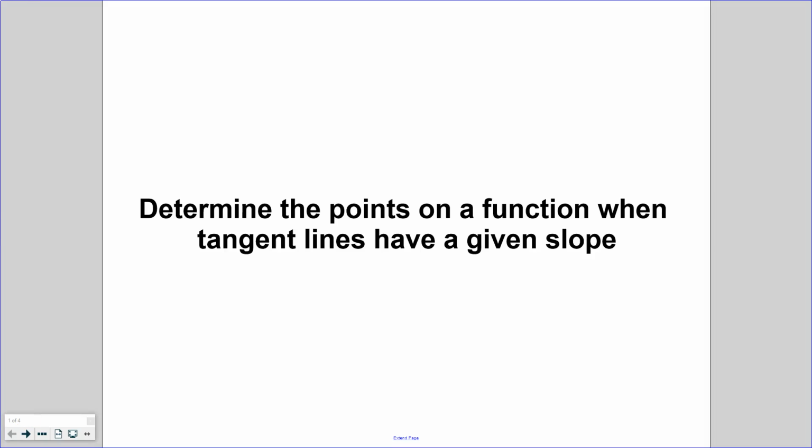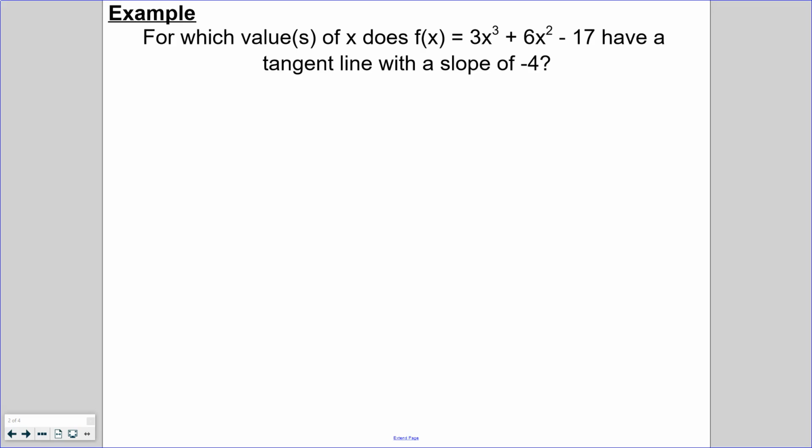Determine the points on a function when the tangent lines have a given slope. So for our first example, we're being asked for which values of x does f of x equals 3x cubed plus 6x squared minus 17 have a tangent line with a slope of negative 4. Well, let's go ahead. We know slope of negative 4. That means that m is equal to negative 4.